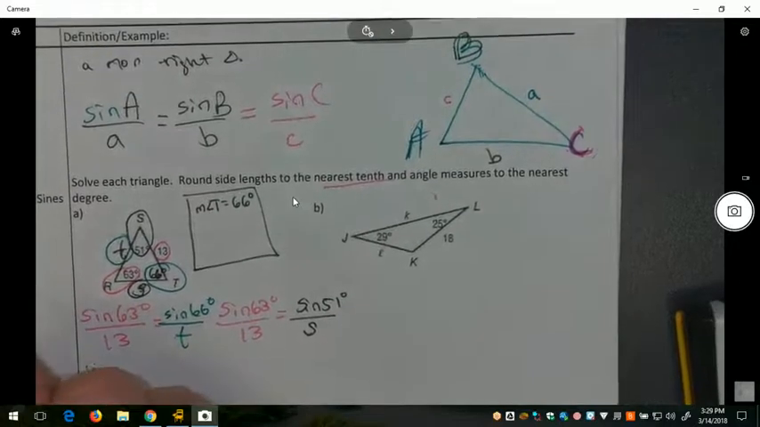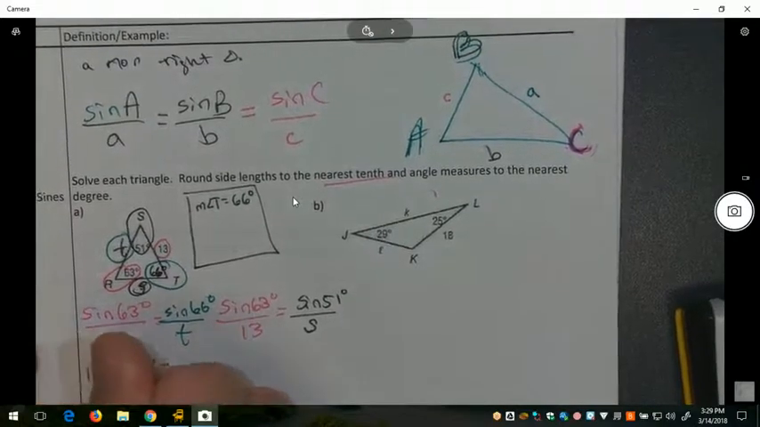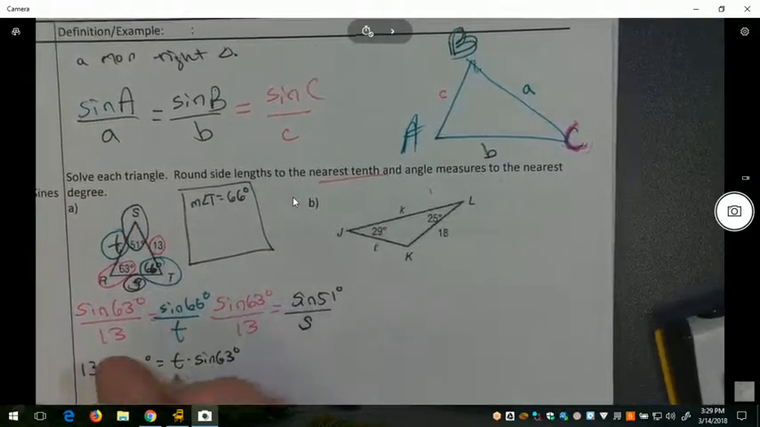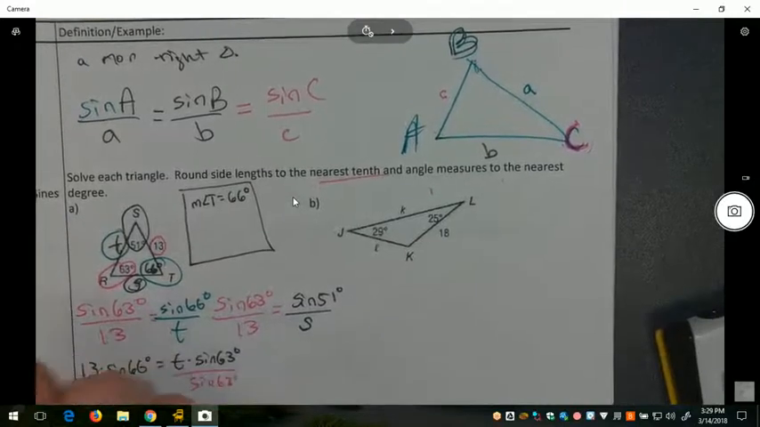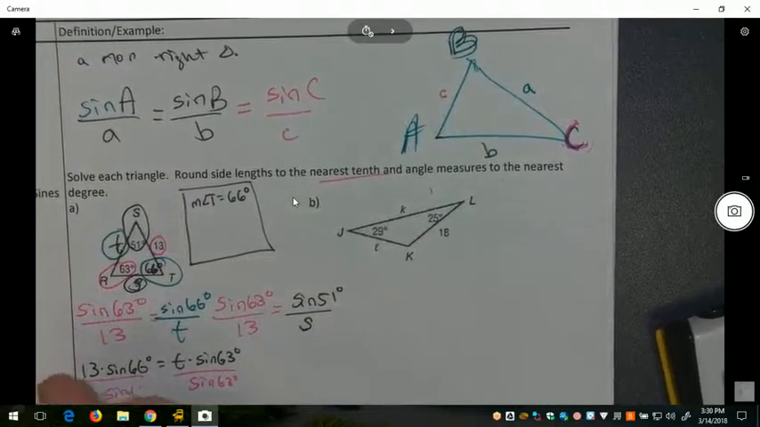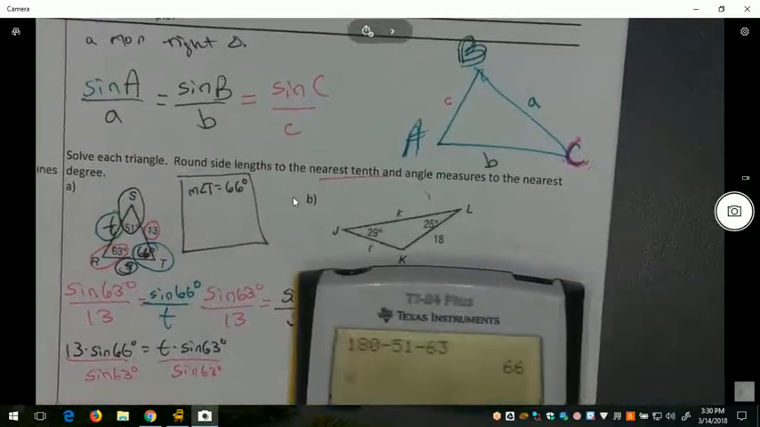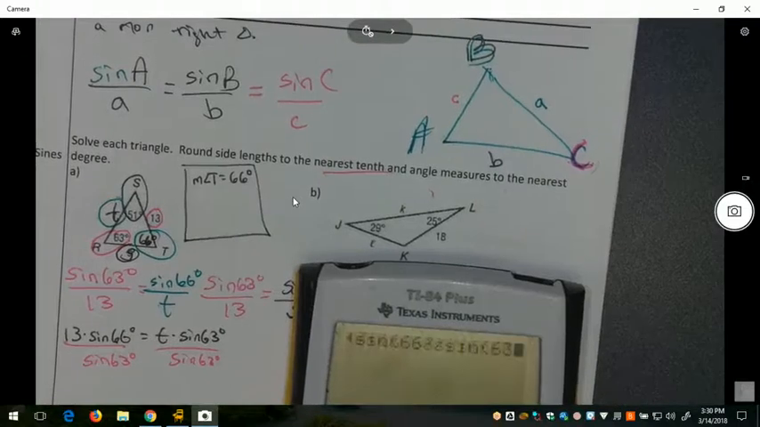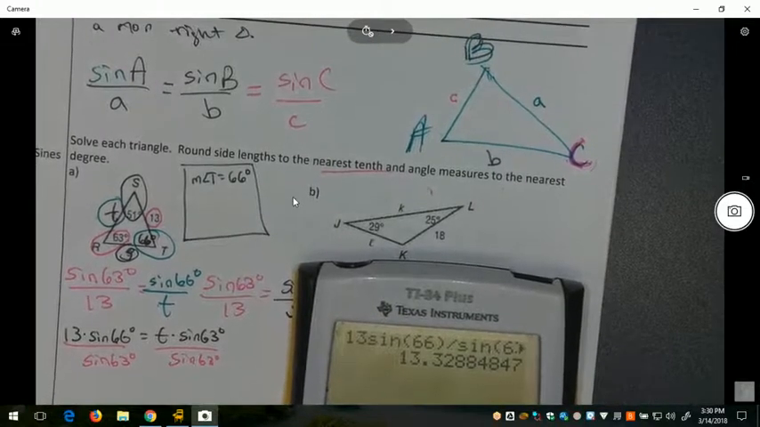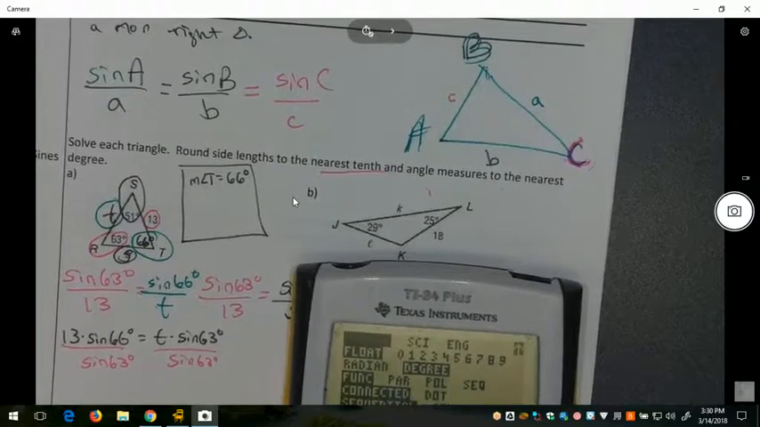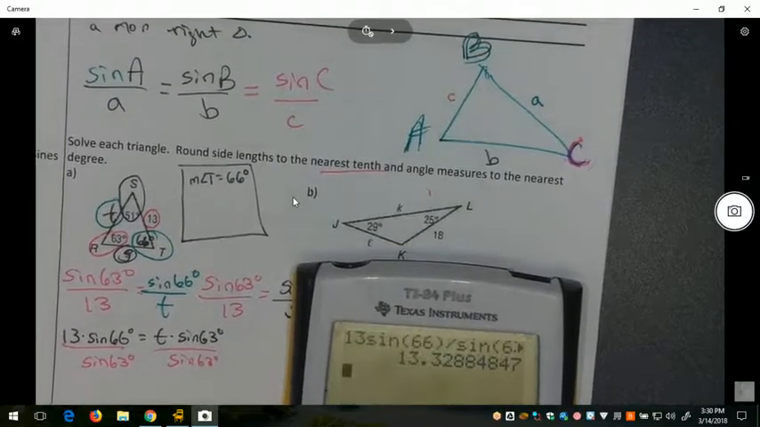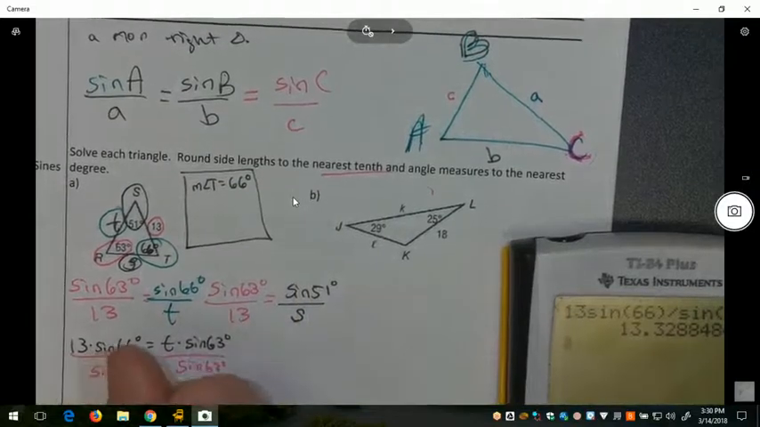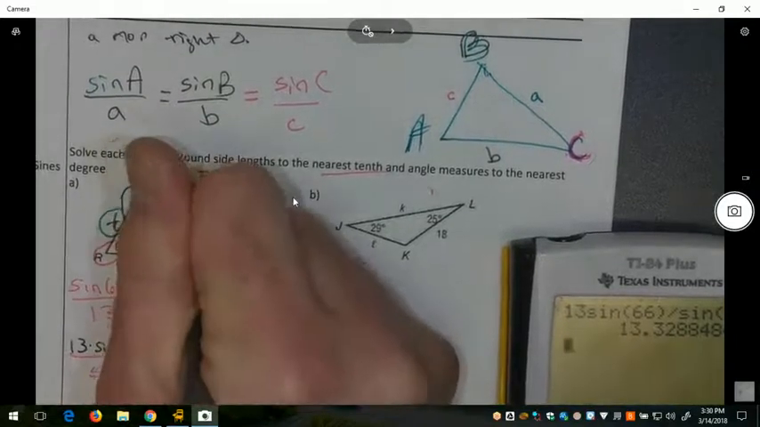We're going to cross multiply: 13 times the sine of 66 degrees equals t times the sine of 63 degrees. To solve for the length of t, we're going to have to divide by the sine of 63 degrees. And so we're going to put that into our calculator as 13 times the sine of 66 divided by the sine of 63. Make sure that if you're not getting the decimal answer I have, your calculator is in fact in degree mode since we're working with degrees. The nearest tenth would be 13.3. So the measure of side T is 13.3. I'm going to put that up here.